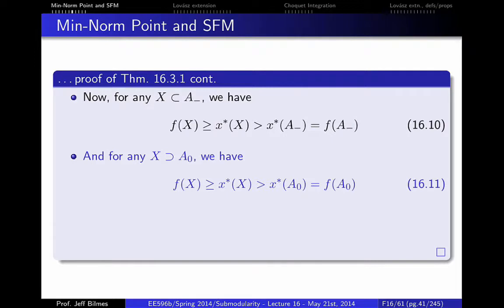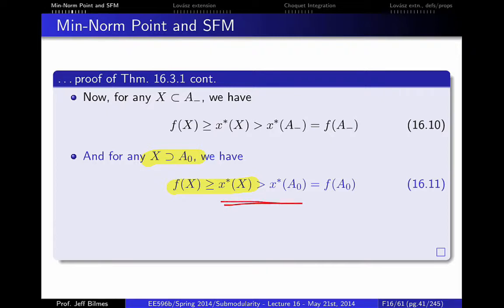What about A naught being the maximal minimizer? For A naught being the maximal minimizer, we need to show that any strict superset of A naught is also strictly greater. So anything that's bigger than A naught has a larger value. How do we do that? Well, let's take any arbitrary x which is strictly bigger than A naught. Again, we have this same inequality, and it's true for any x. So f of x is greater than or equal to x star of x for any x.